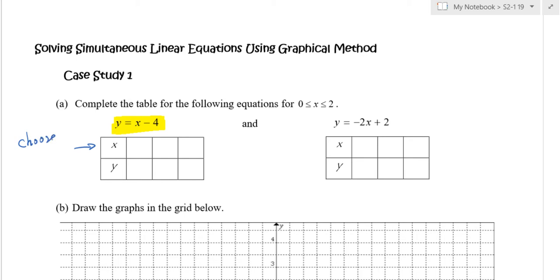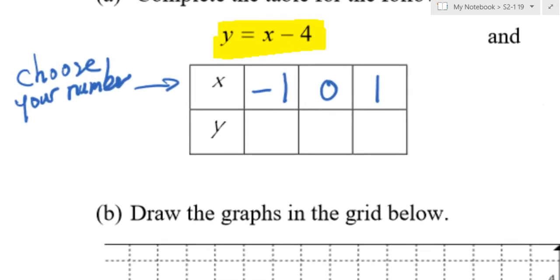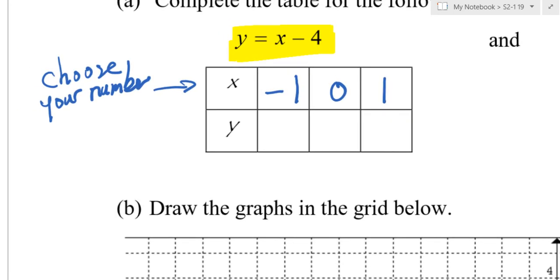Choose your number. Can you put negative 100? Can, but you probably will kill yourself. So every time I like to choose 3 numbers, and the numbers are usually simple. Can I zoom in? Who forgot how to put in the first value?